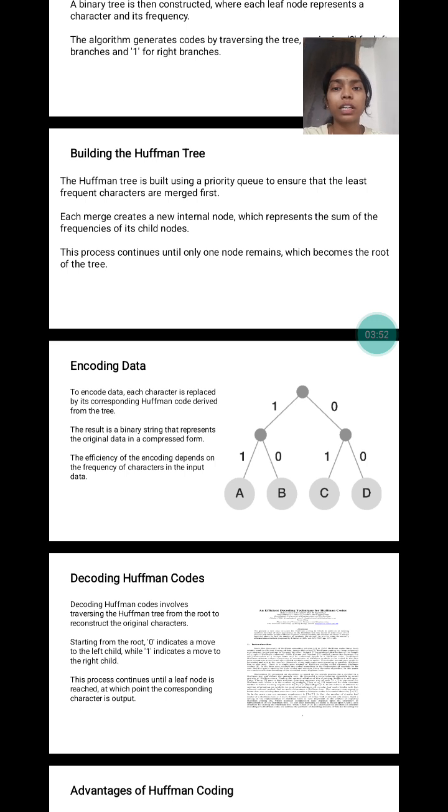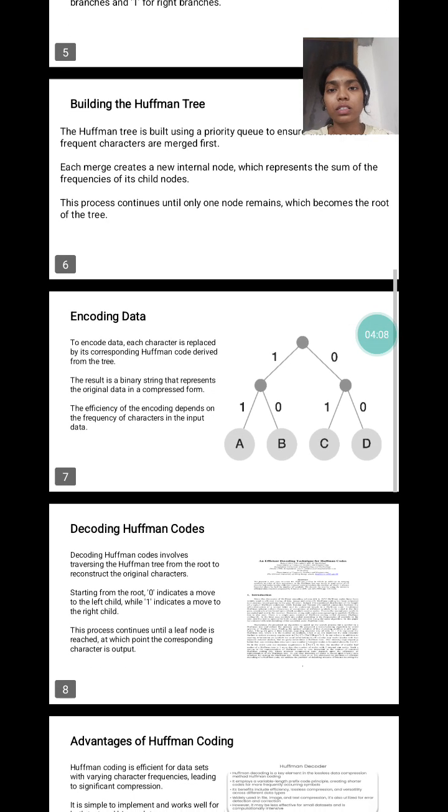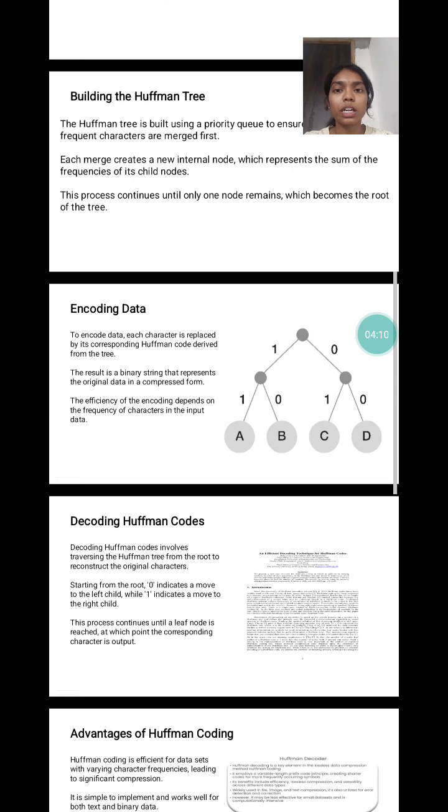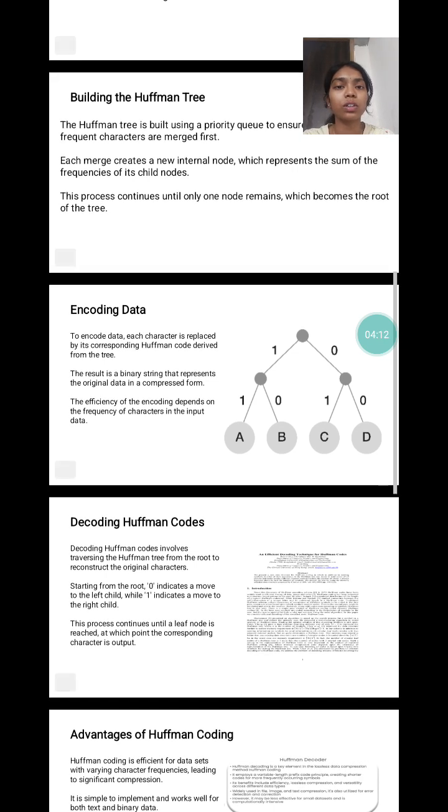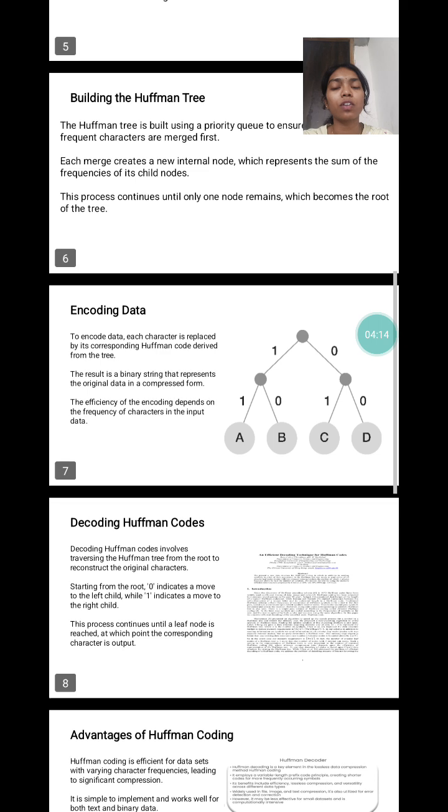Each merge creates a new internal node, one for each merge, which represents the sum of the frequencies of its child nodes. This process continues until only one node remains, which becomes the root of the tree.